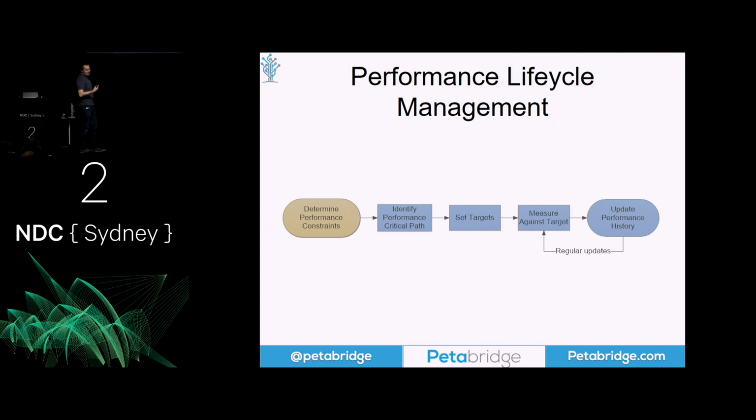So for every regular update of your software, this would be a minor patch, a pull request would be a good example, you want to run this process over again. Measure against target, save it in the performance history. For any major version change of your software, you want to run the entire process again.